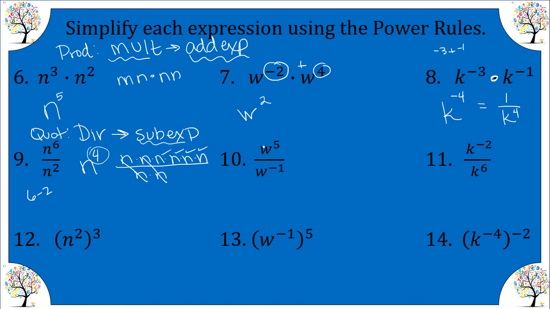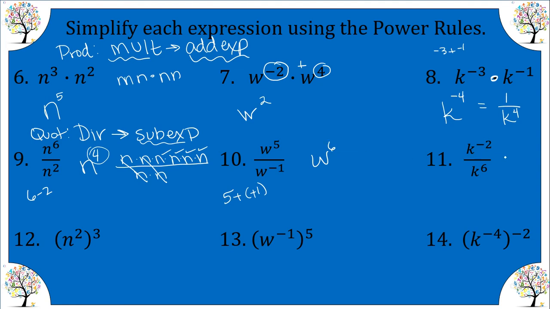Okay, number 10, we're going to use the quotient rule because we have division going on, and the quotient rule says to subtract. So my factor is w, so you just write that down. And then I'm going to say 5 minus negative 1. 5 minus negative 1 is the same as 5 plus positive 1. Keep, change, change. 5 plus 1 is 6.